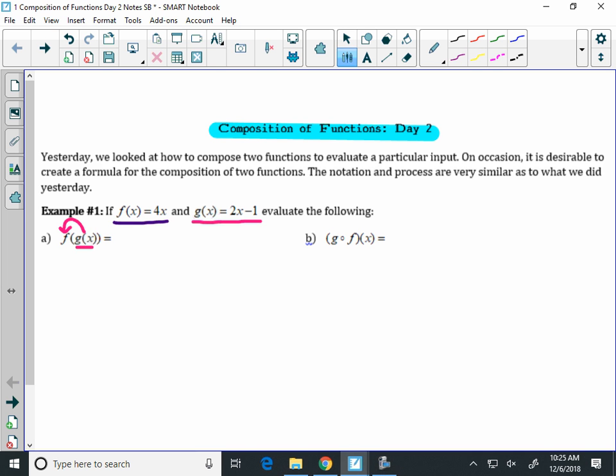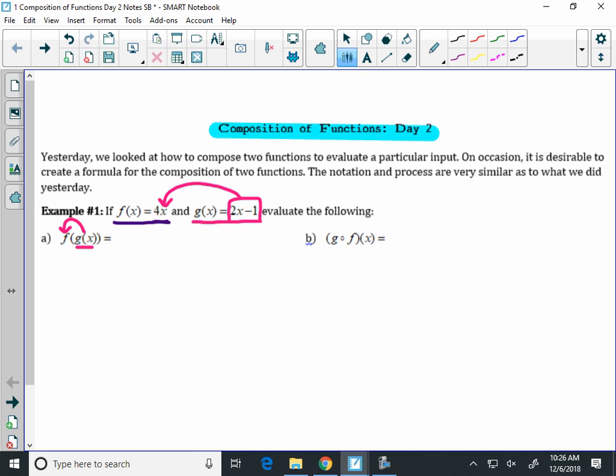Now here it's a little bit different than yesterday. Yesterday we had a number inside the parentheses for g. Today we have the letter x. So what you're actually going to do is you're going to take the entire thing that g of x equals, that's 2x minus 1, and you are going to put it into the x in the function of f. Right, so here's how we do this.